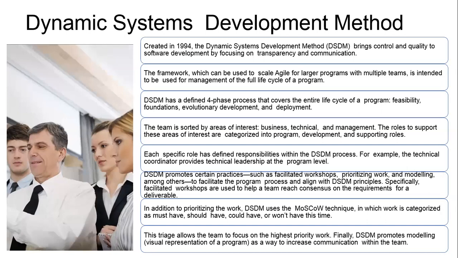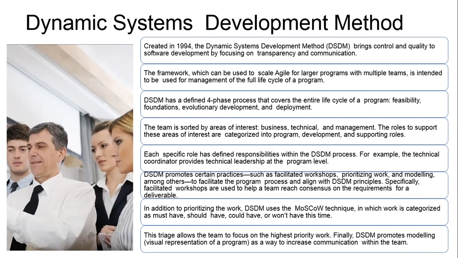DSDM promotes certain practices such as facilitated workshops, prioritizing work, and modeling, among others, to facilitate the program process and align with DSDM principles. Specifically, facilitated workshops are used to help a team reach consensus on the requirements for a deliverable. Just to go a little bit off this document here, you do recall that this is bringing together cross-functional teams and helping them reach consensus. That's really what this is talking about.